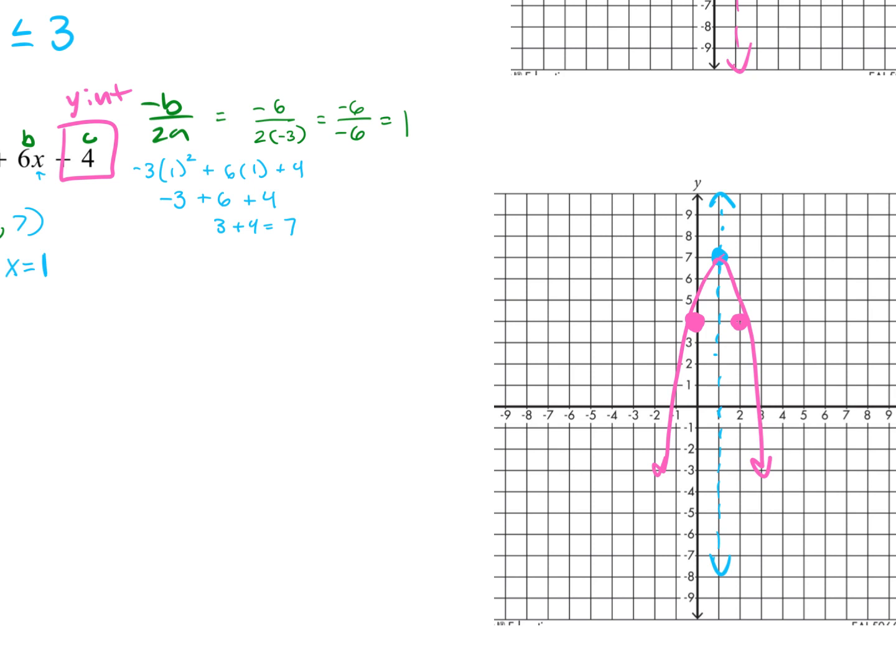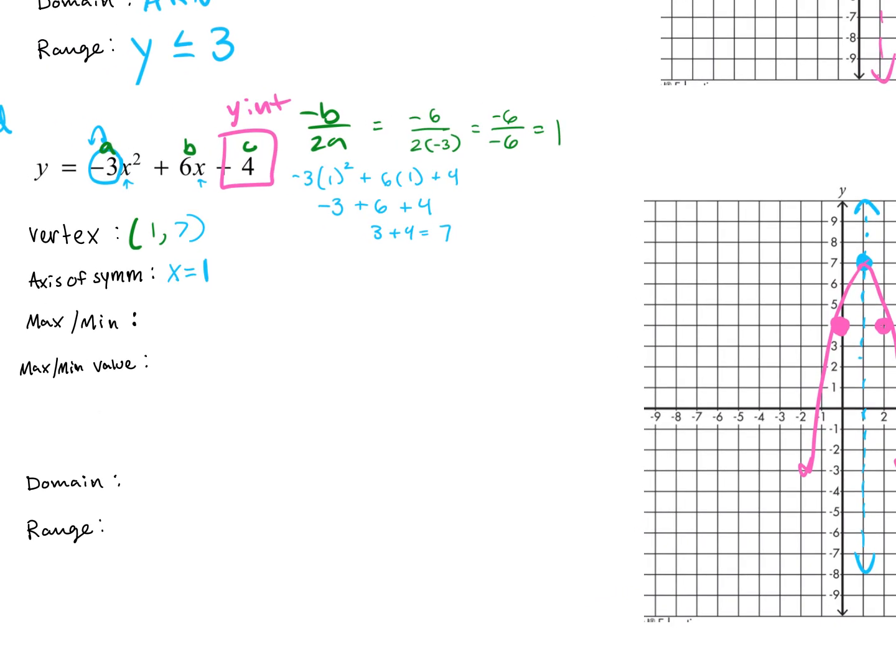Is the vertex at the max or min? It is the max. What is our maximum value? 7. What's our domain? All real numbers. And what is our range? Y is less than or equal to 7. Awesome. Because our graph again is going down here, it's less than or equal to.